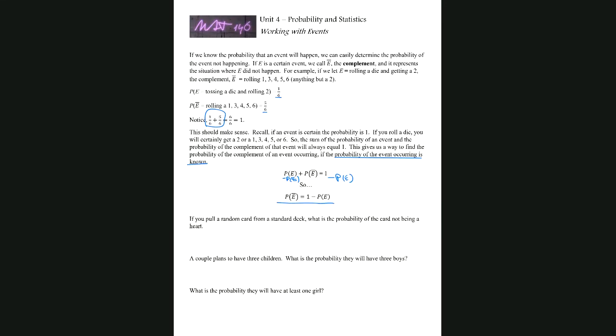So, for example, if I pull a random card from a standard deck, what is the probability of the card not being a heart? Well, we could actually easily find this one just by looking at not being a heart as our event, but we can also easily find this using the above formula. So let's first of all find the probability of getting a heart.